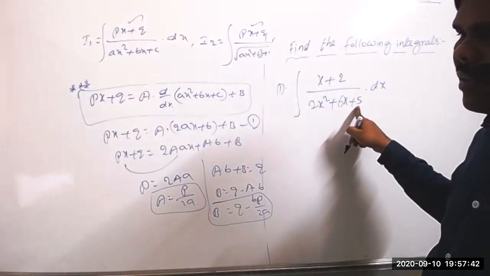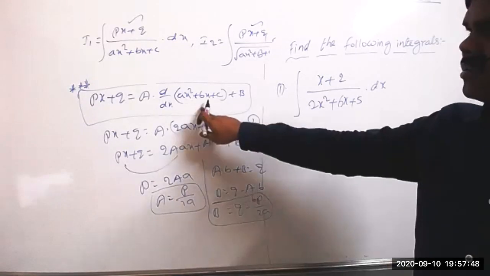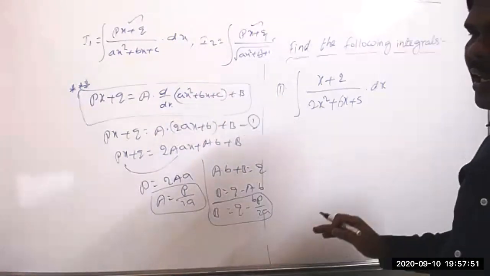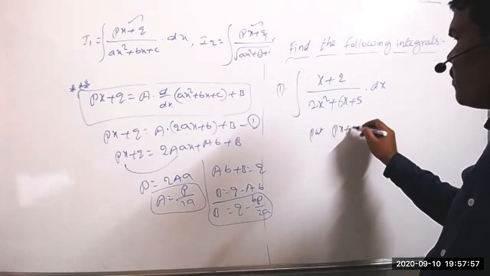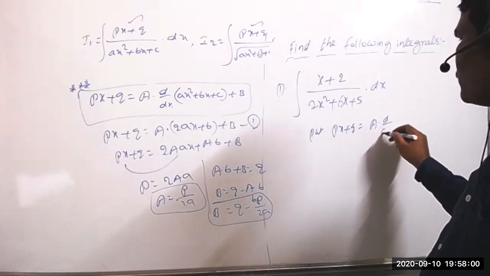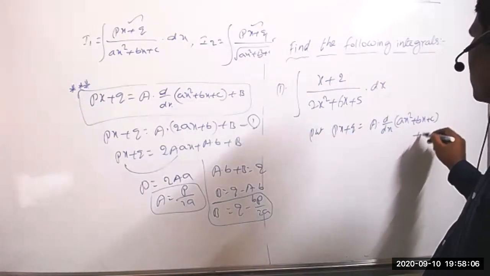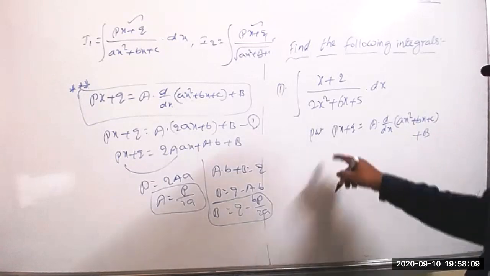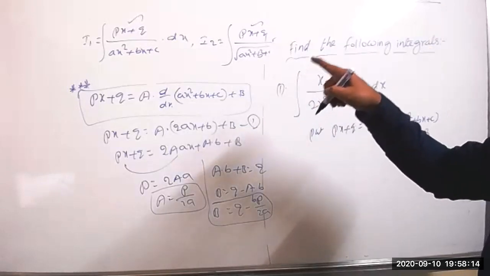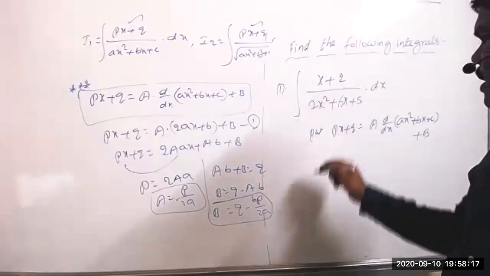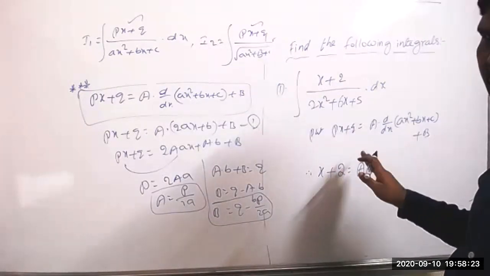Then what do we have to do? I already gave you the formula just now. Px plus q must be equal to a into the differentiation of ax square plus bx plus c, plus b. What is px plus q here? In the given function, whatever the numerator is, that is px plus q. So x plus 2 is equal to a and b, whose values we have to find. That is our work here.